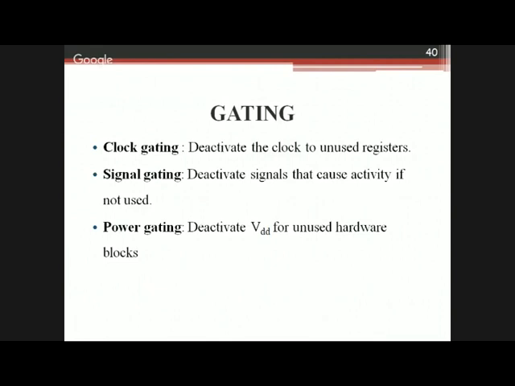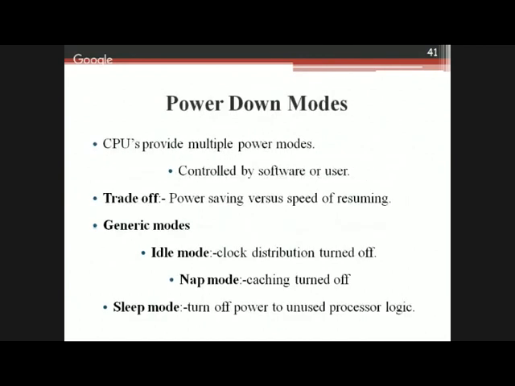And power gating is the most important part: you deactivate VDD, the main supply voltage, for unused hardware blocks. By this you can remove the VDD, and we have already seen from that relation that the power consumption is going to be reduced if your VDD is reduced. And these are power down modes, another way of representing signal gating, clock gating, and power gating.